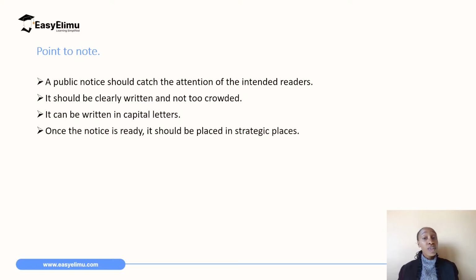So a poster is intended to catch the attention of your audience or the people that you intend to reach. That means then that it should not be very, very crowded. Let it be something that somebody can read within a minute and they're done reading it. You can use photos, you can use images to make it more attractive to the eye.